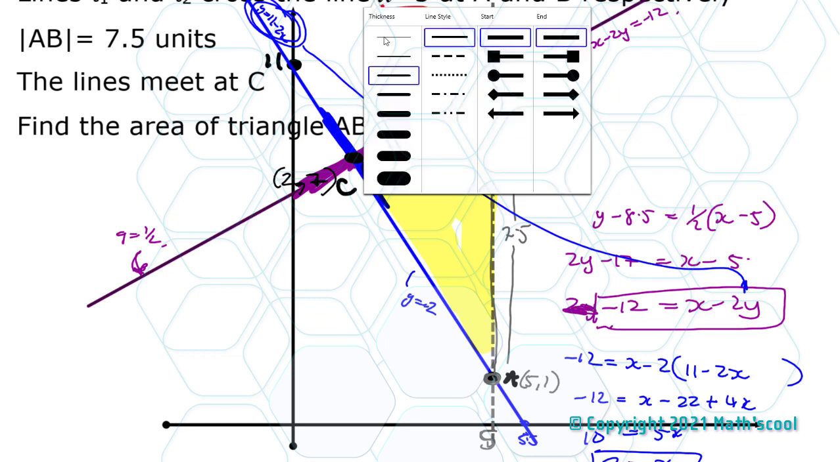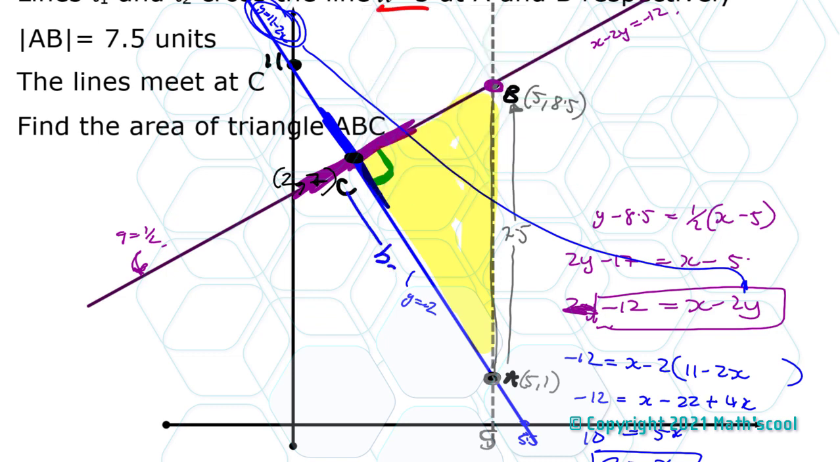I could call this the base, and I could call this the height, but I'm not going to do that. I've got an even easier method, which is if one side is vertical, then call that the base. So this is going to be my base, and I already know the base is 7.5, and then this is going to be my height. And again, I can just read that.